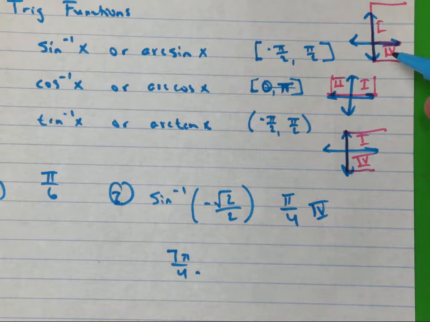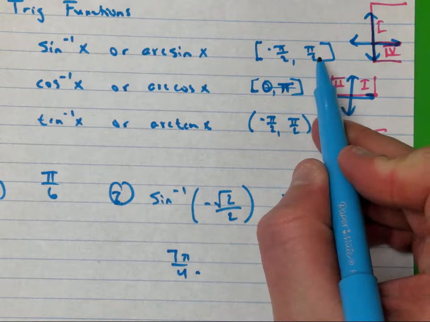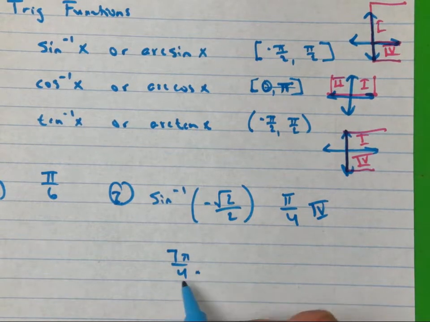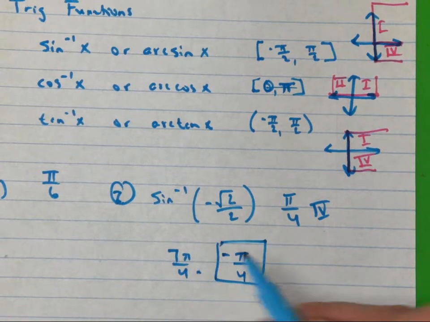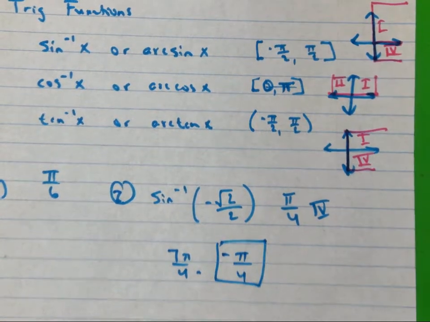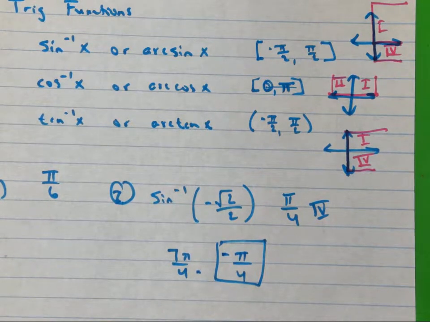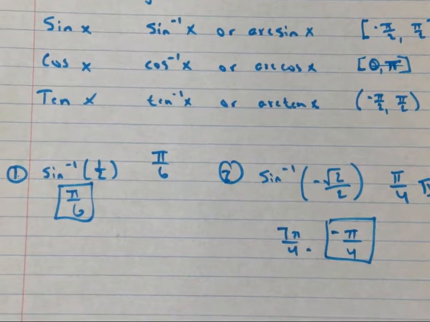So, negative pi over 4 falls between negative 1/2 and 1/2. So you cannot write this, but instead you can write it as negative pi over 4. And that is your answer, and that is the same point as that, because it's down here. Okay, if you need to stop right now and review those two examples, please do.